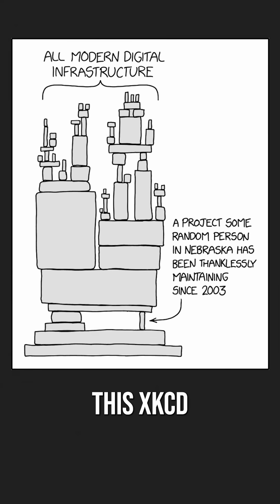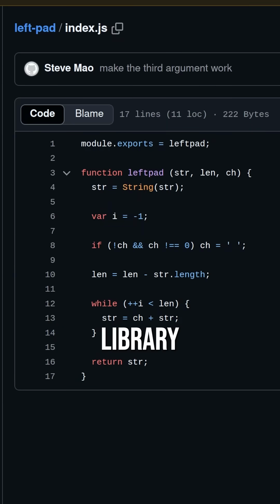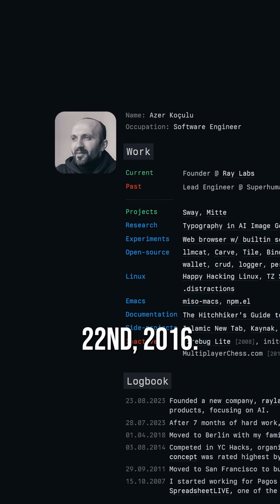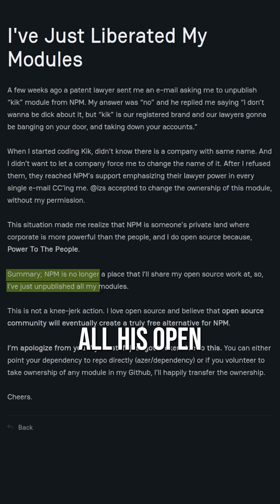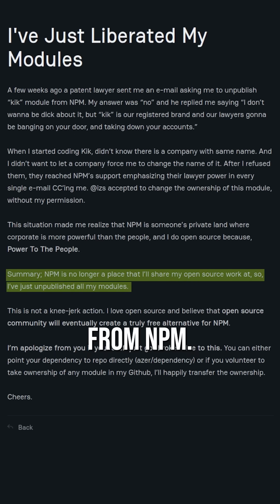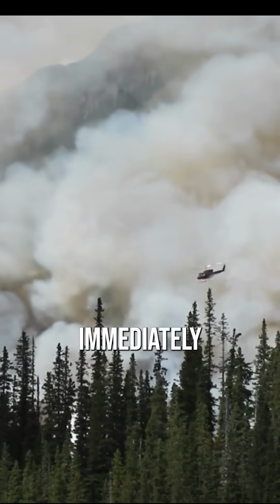Have you ever wondered if this XKCD comic had happened in real life? Well, it kinda did with this JavaScript library, LeftPad. On March 22nd, 2016, the author of LeftPad, for protesting reasons, unpublished all his open source projects, including LeftPad, from NPM. The results were immediately disastrous.